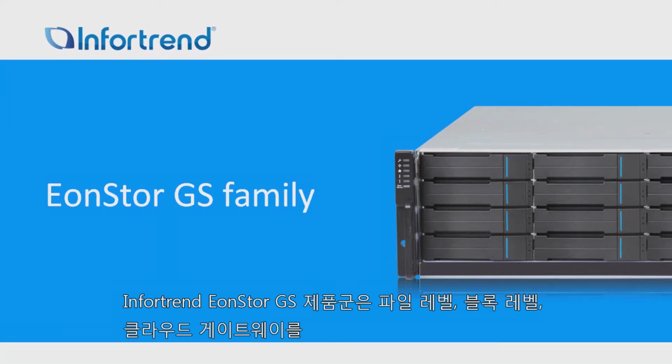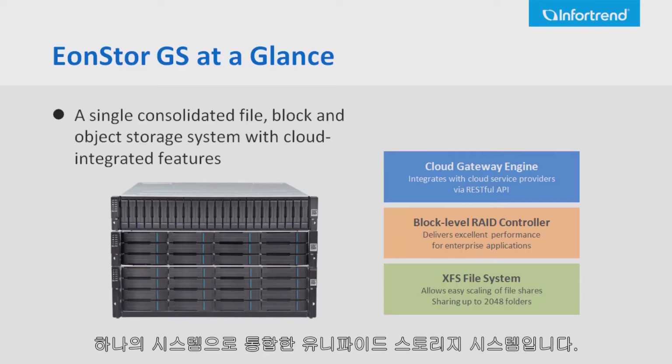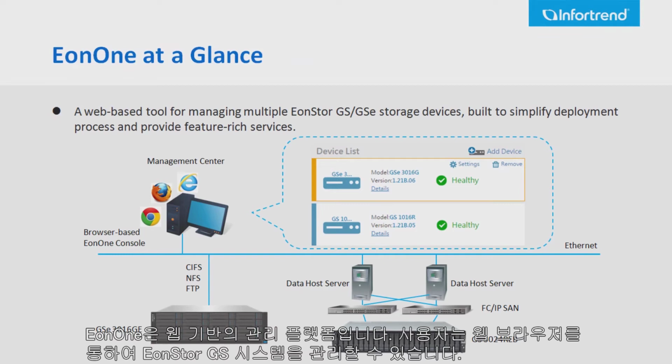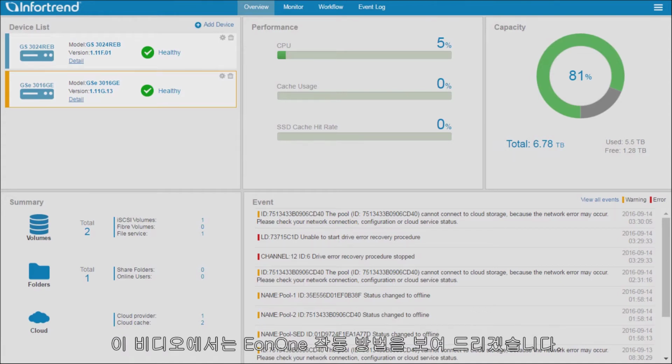The Infortrend EonStor GS family product is a unified storage system that integrates file level, block level, and cloud gateway into one single system. The EonOne is a web-based management platform. Users can manage the EonStor GS system via a web browser. This video will demonstrate how to operate the EonOne.